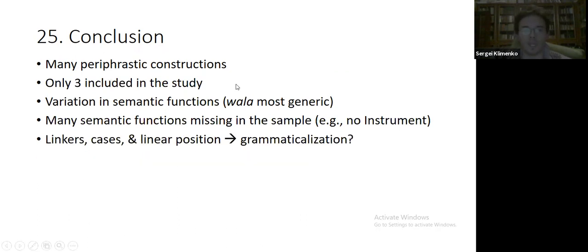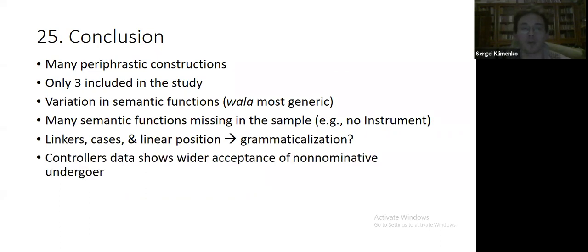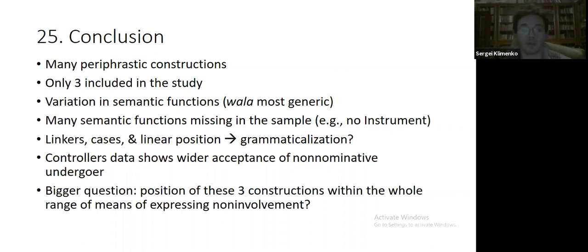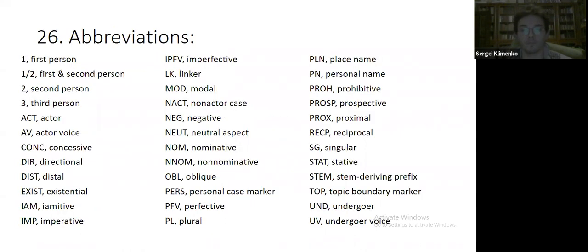And the data on linkers, cases, and linear positions available for the 3 constructions suggests that there might be grammaticalization going on. The controller's data shows wider acceptance of non-nominative undergoers than has been claimed in the literature before. And there is a bigger question of the position of these 3 constructions within the whole range of possible means of expressing non-involvement in the language. That's all. Thank you. Thank you very much.